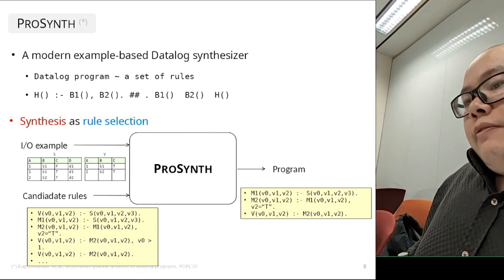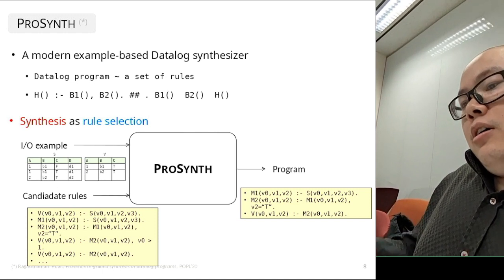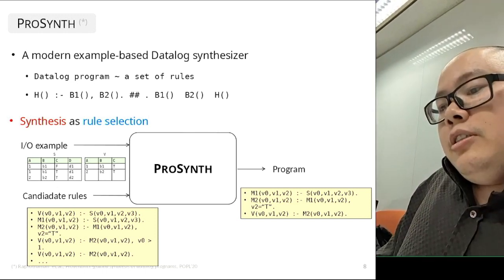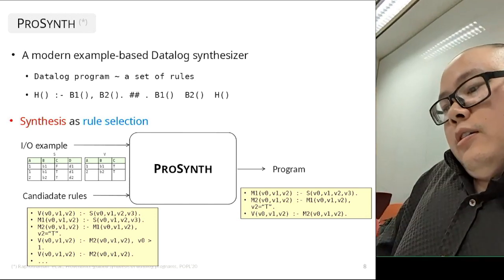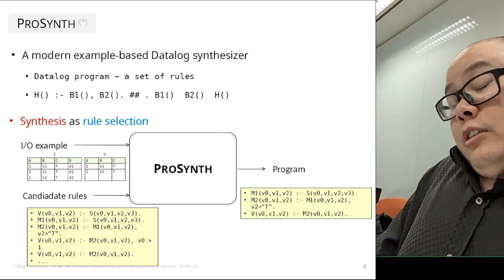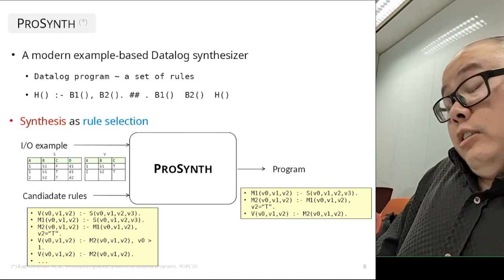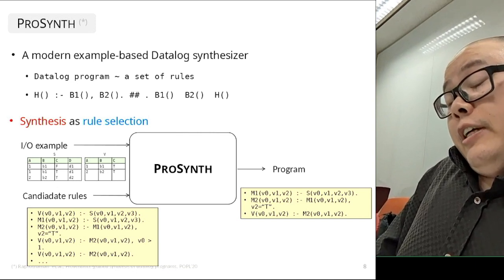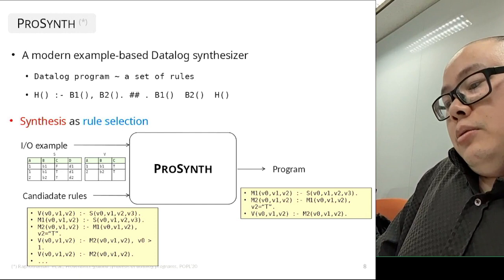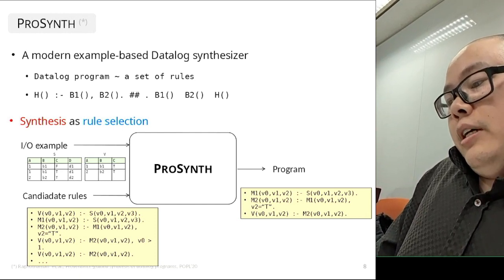Given the I/O example, input/output example, and a fixed set of candidate rules, ProSynth tries to find a subset of the given candidate rules. On the right-hand side of the slide, you can see the output program consists of three rules. Those are all from the candidate rules.